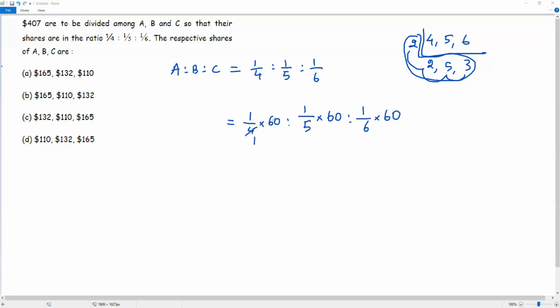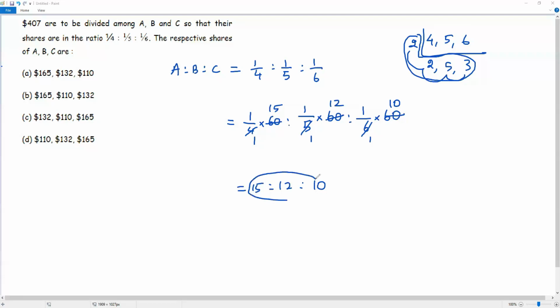4 goes into 4 one time, and 4 goes into 60 15 times. 5 goes into 5 one time, and 5 goes into 60 12 times. And here 6 goes into 60 10 times. So I get 15 to 12 to 10. So the shares of the three people A, B, and C are in the ratio 15 to 12 to 10. Now all the terms in the ratio are integers.